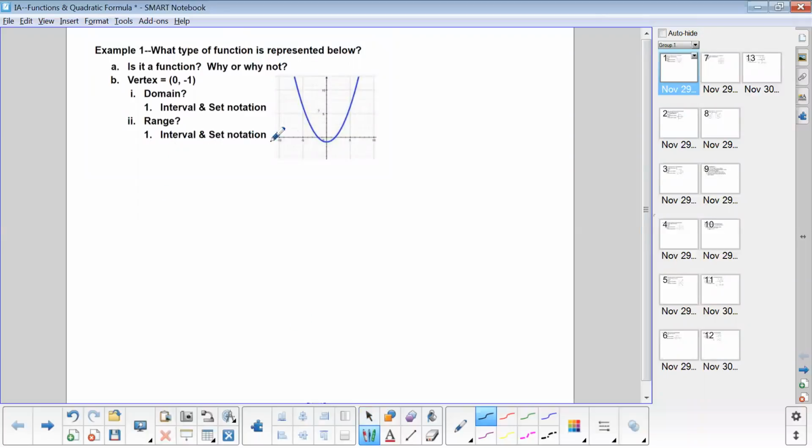So to begin, we've got a graph, and we want to know, is it a function or is it not a function? And we know that these are going to go on forever. So when we apply the vertical line test, it only hits in one spot. So yes, it is a function. Now, the vertex is (0, -1), so that's going to be an important point.